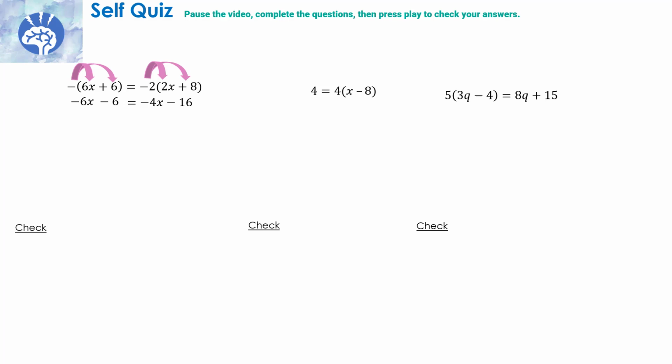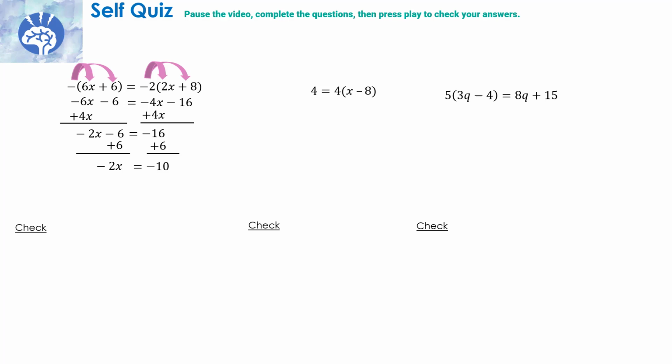Now we need to get all the x's on one side. I like to put them on the left side, so let's do that. I have negative 4x on the right side. I don't want it there. The opposite of subtracting is adding. So we're going to add 4x to both sides. We end up with negative 2x minus 6 equals negative 16. I want negative 2x by itself, so I'm going to add 6 to both sides. We end up with negative 2x equals 10.